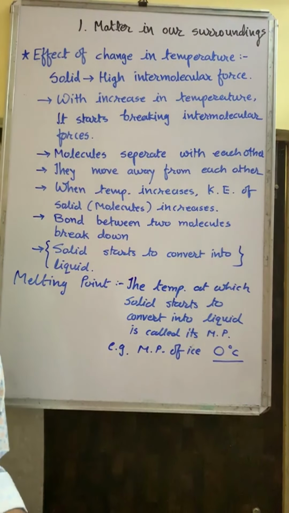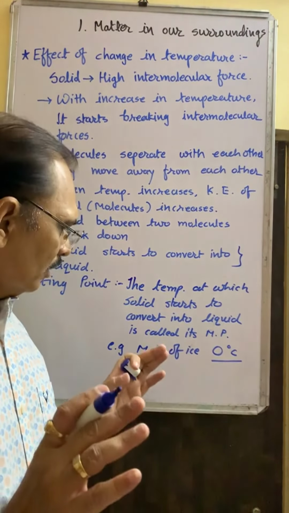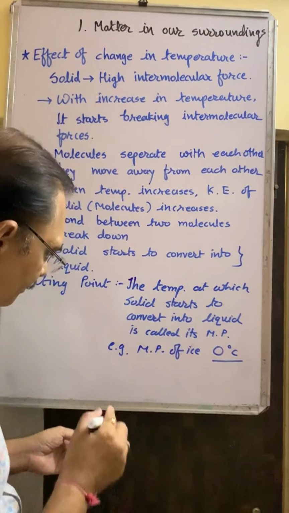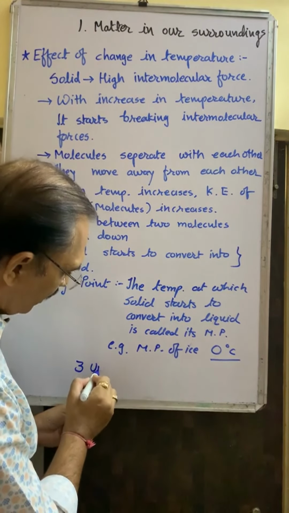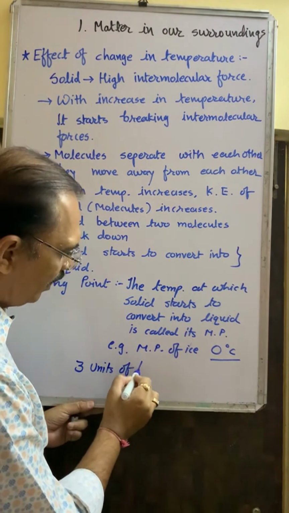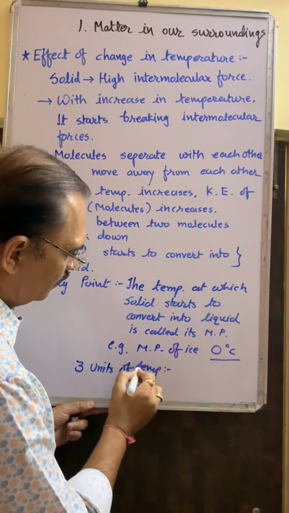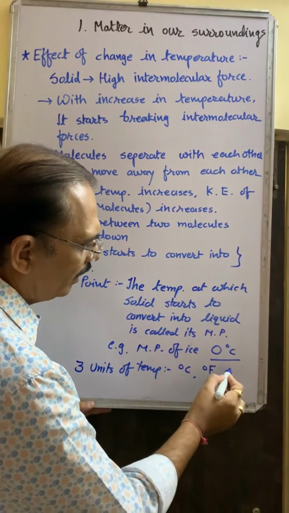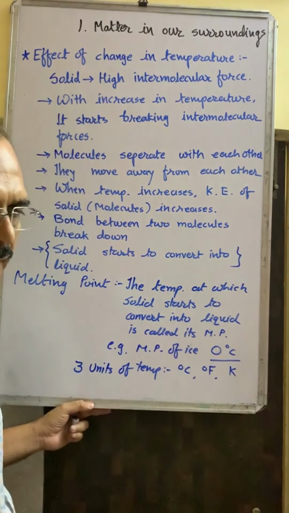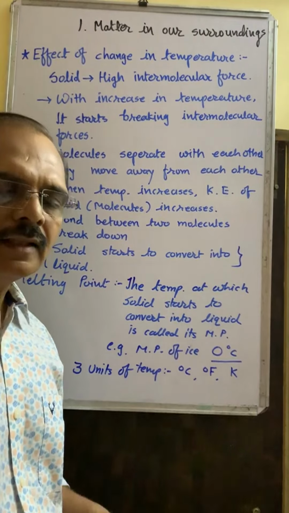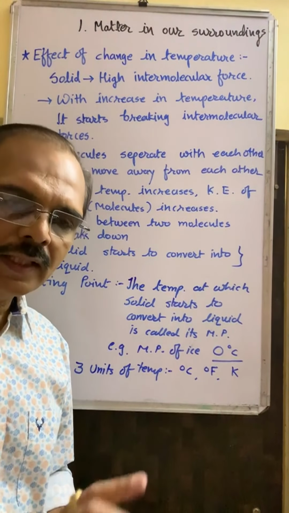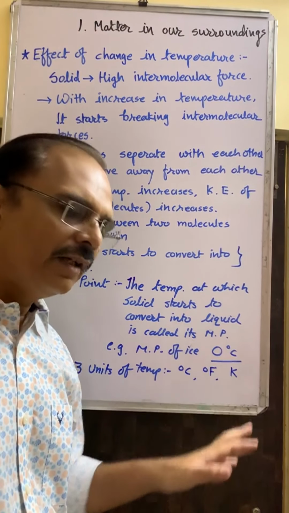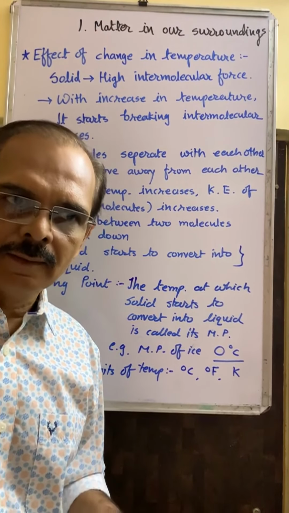That you know, melting point of ice. You also know that there are 3 units of temperature. One is degree Celsius, another is degree Fahrenheit, and third one is Kelvin. Remember here, degree Celsius, degree Fahrenheit, and only Kelvin, no degree Kelvin. Celsius is the name of scientist, Fahrenheit and Kelvins are also name of the scientist.